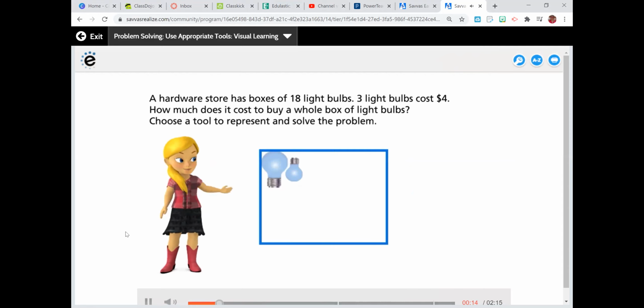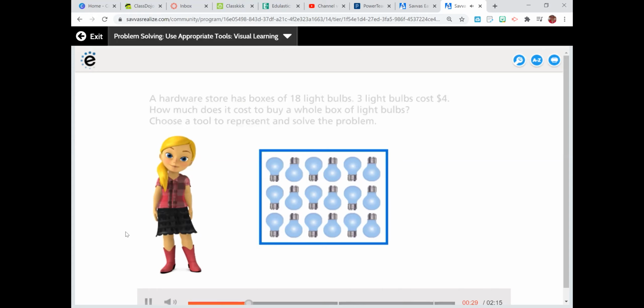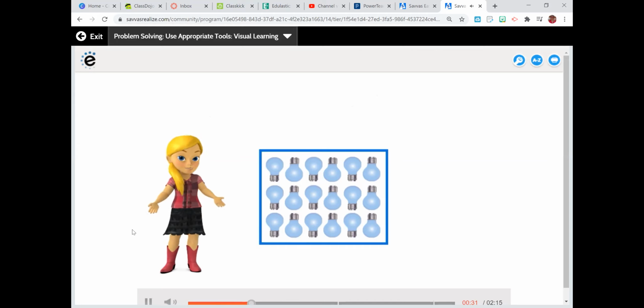A hardware store has boxes of 18 light bulbs. 3 light bulbs cost $4. How much does it cost to buy a whole box of light bulbs? Choose a tool to represent and solve the problem. Sometimes you can use more than one tool to help you solve problems.